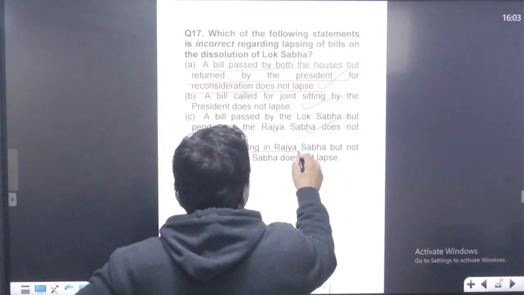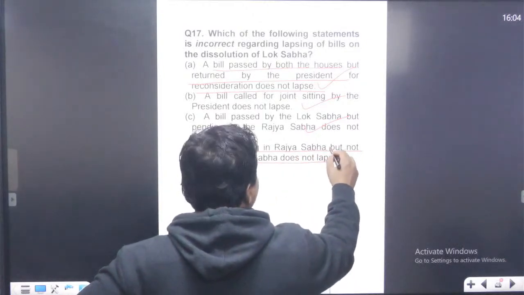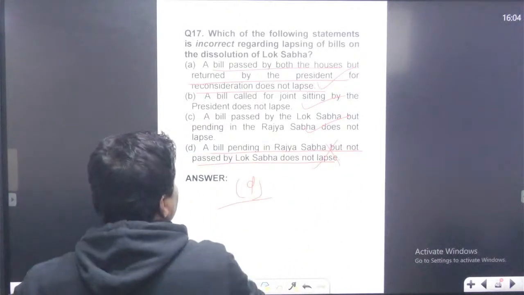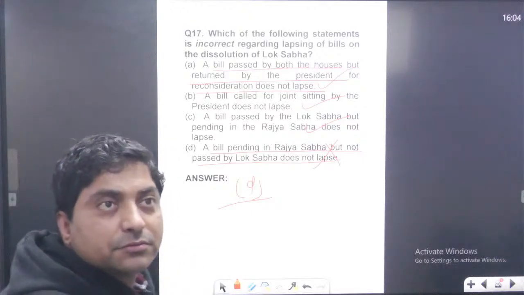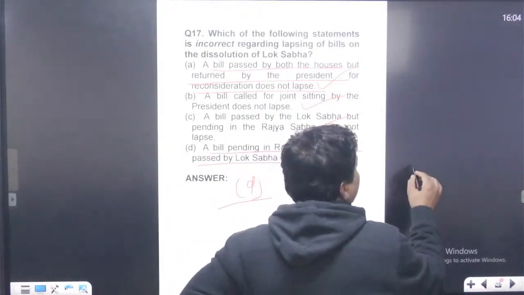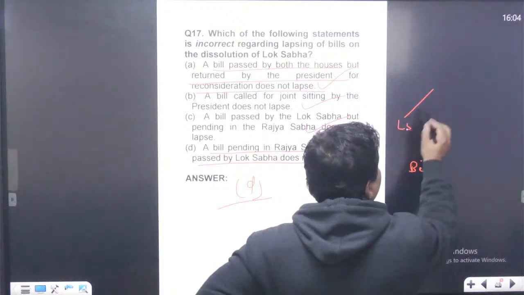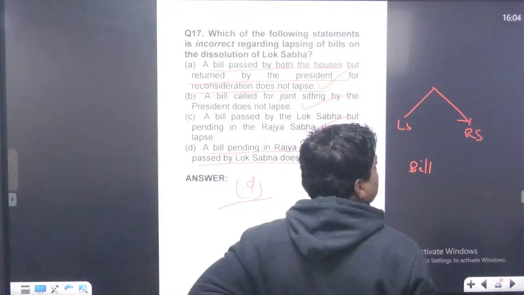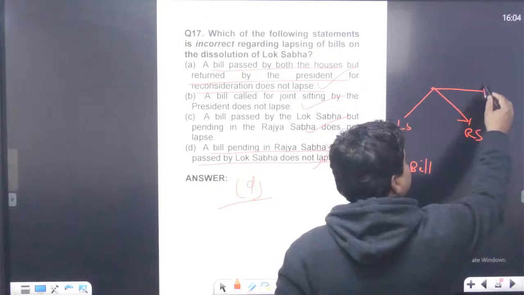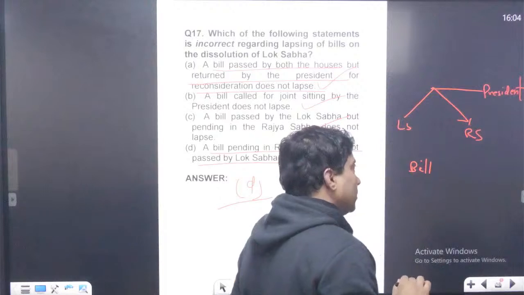A bill pending in the Rajya Sabha but not passed by the Lok Sabha does not lapse. It lapses. Now what happens? A bill must be passed by the Lok Sabha and the Rajya Sabha, right? And then it goes to the President. It goes to the President for approval.